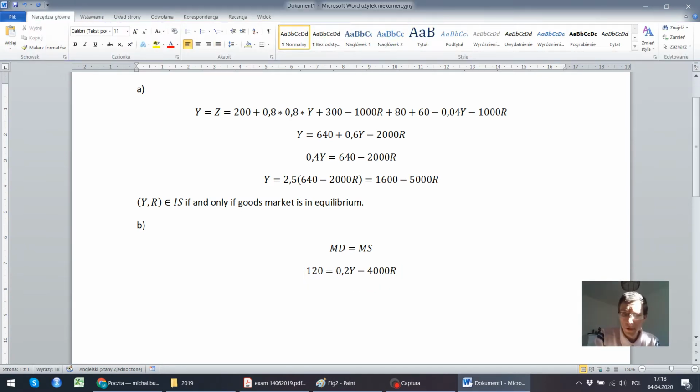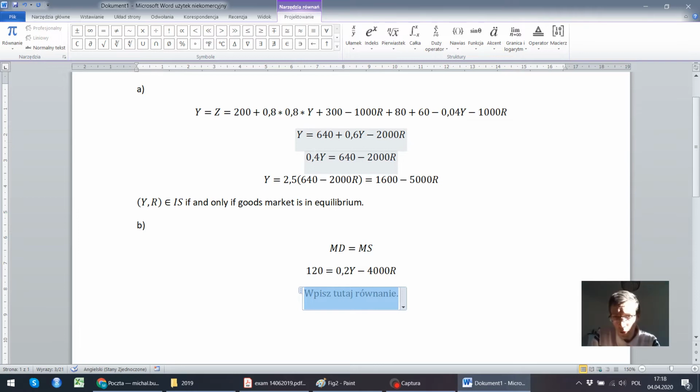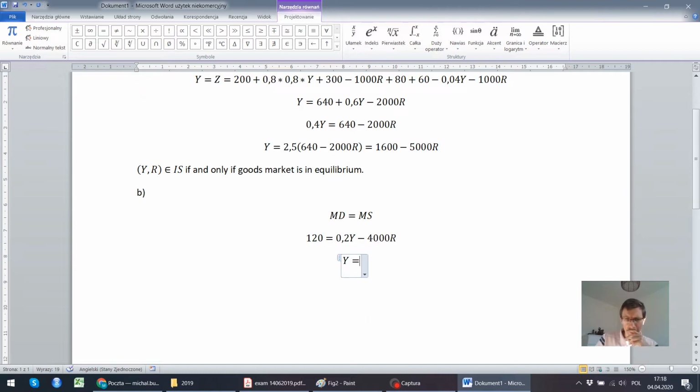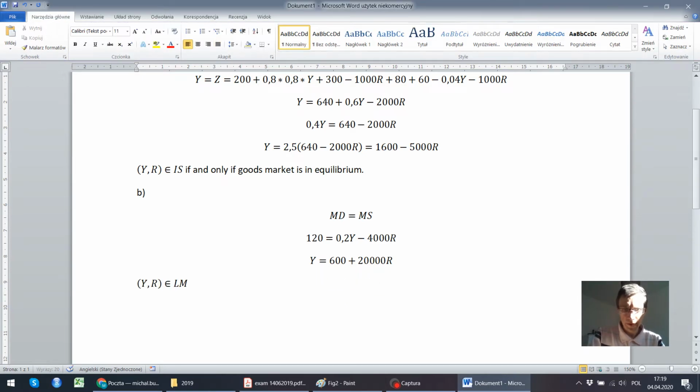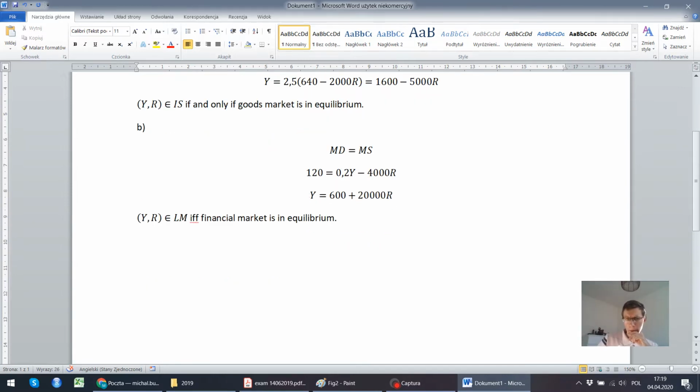Okay, and now we can write things down in a more neat way. But the form that you have out there is also okay, of course. So we know that y would be equal to 600 plus 20,000 R. This is the LM curve, and once again, the interpretation: (y, R) belongs to LM if and only if the financial market is in equilibrium. Fantastic. Okay, as simple as this.